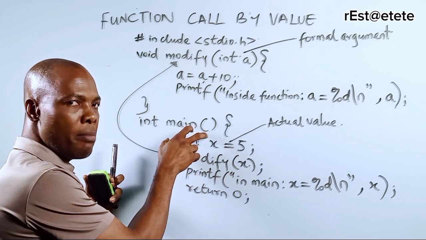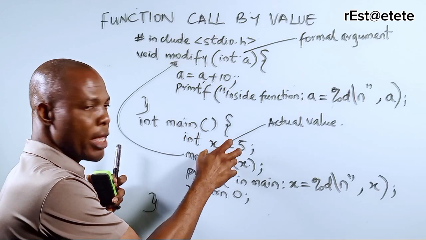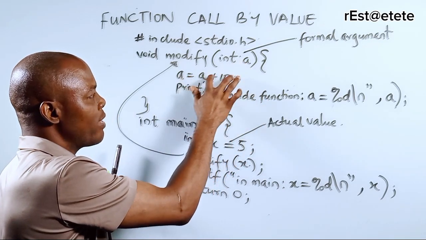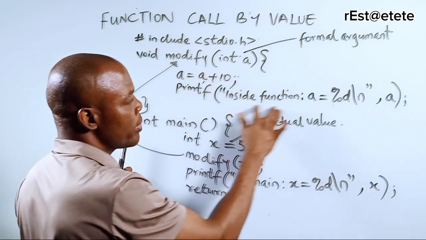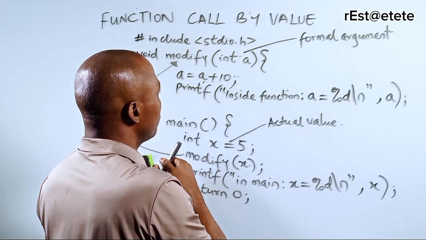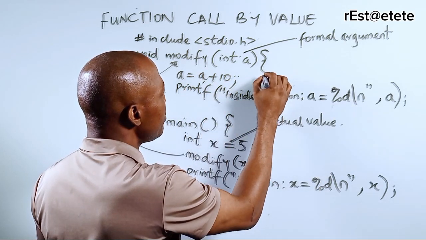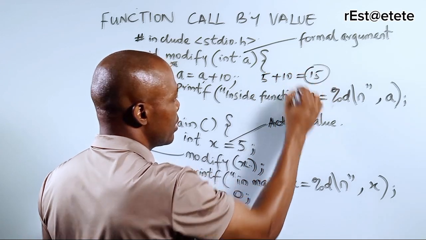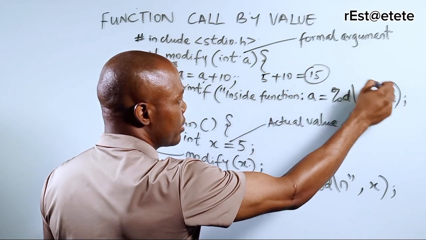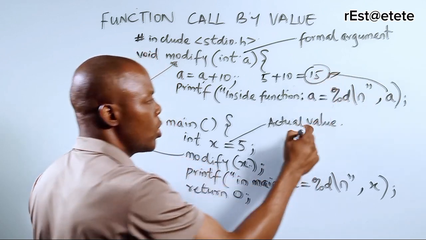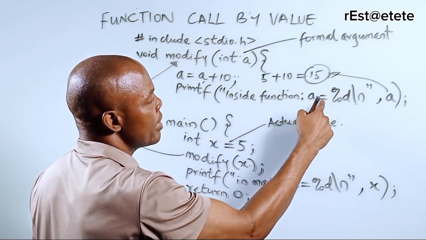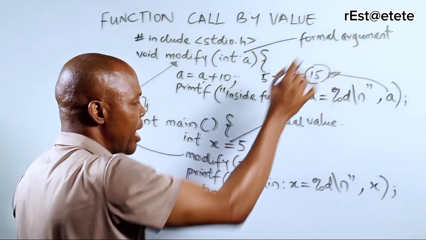So this main, which is the soul, is going to make a copy of this 5 and give it to A. Then it will come in here and the value of A will be altered. Then this one will now print out A. So this will now become 5 plus 10, which will be what? 15. So 15 will be printed out on the screen. It will be inside function A equals 15, and that will be output on the screen.